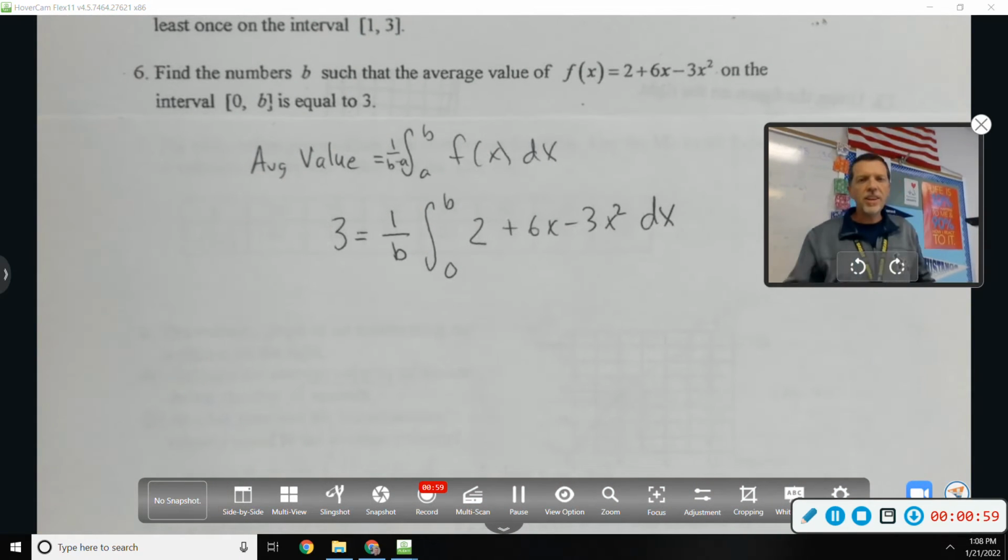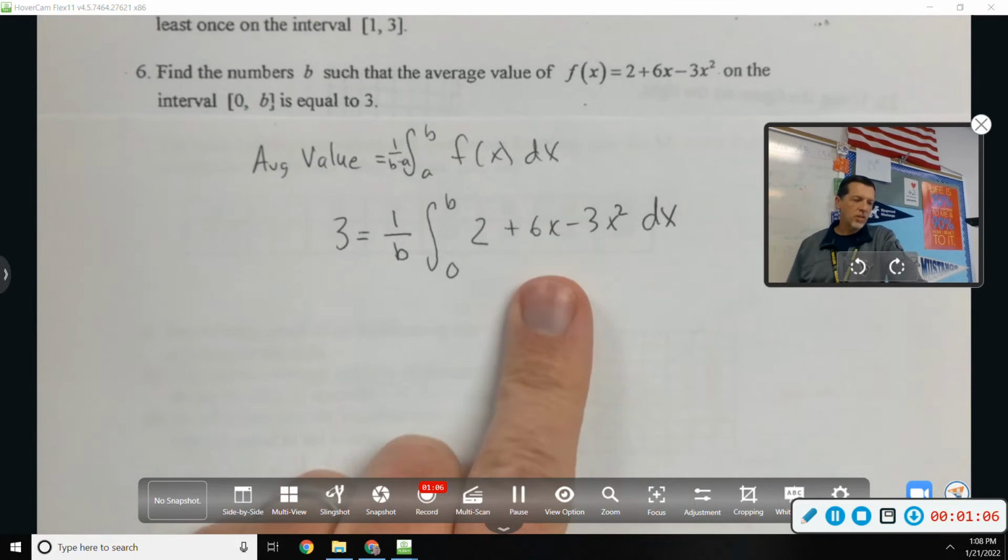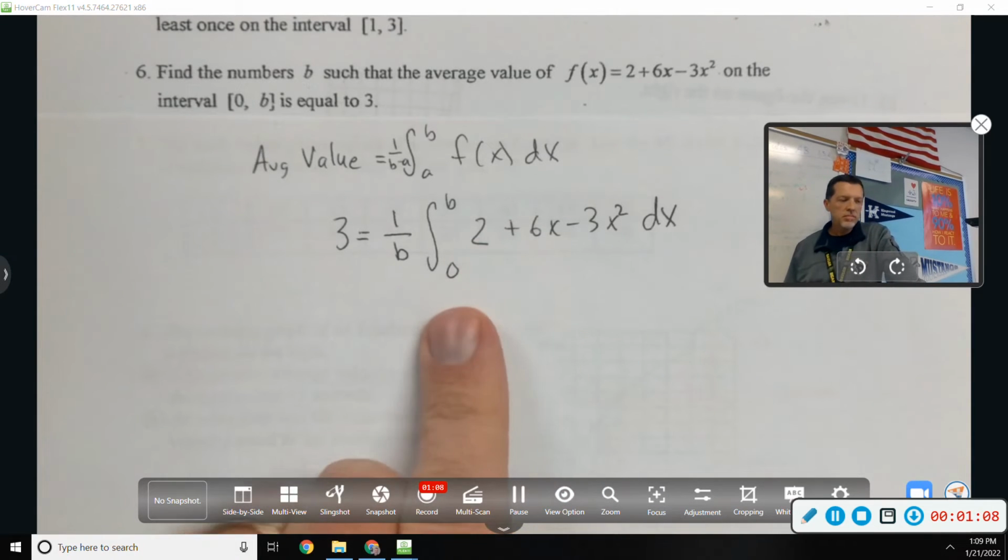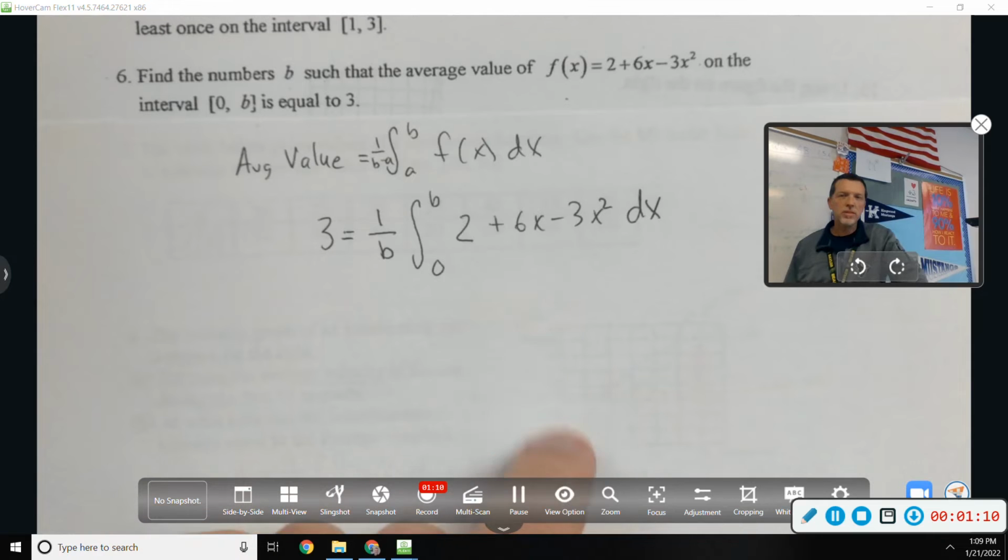So that is definitely a unique question they ask. But once we get it set up, we can take this integral, plug in b, divide by b, and see what happens.